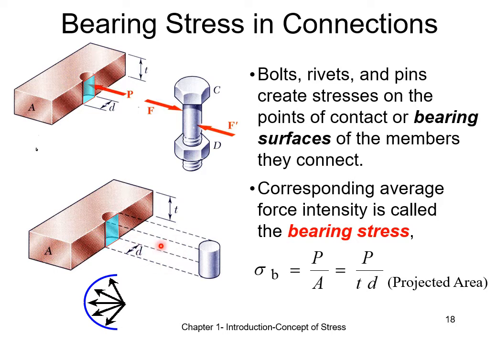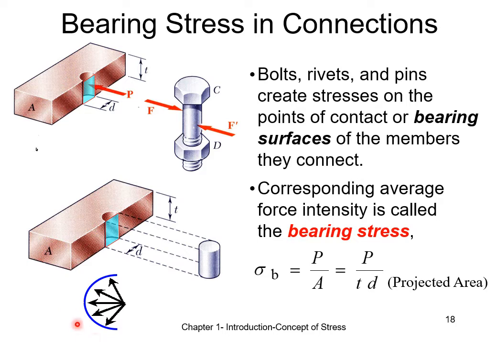Bearing stress itself is the average stress that is perpendicular to the cylindrical surface. In other words, it's the force divided by the projected area from the cylindrical surface, which is the area you see over here. If we consider normal stresses instead of bearing stresses, normal stresses is perpendicular to the cylindrical surface. In other words, it will act perpendicular in all directions of this cylindrical surface.